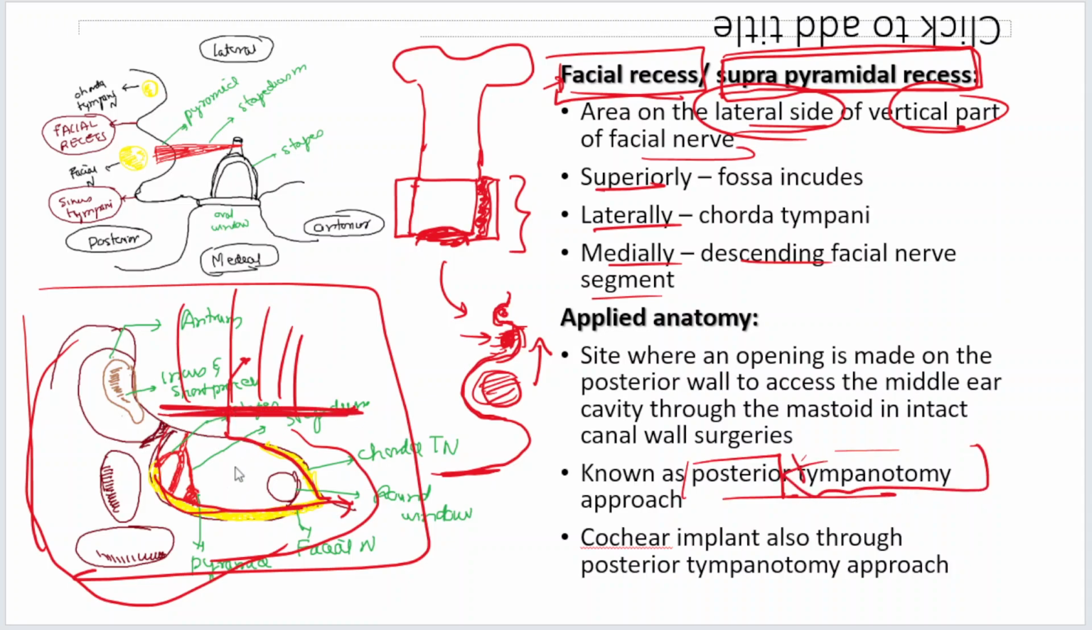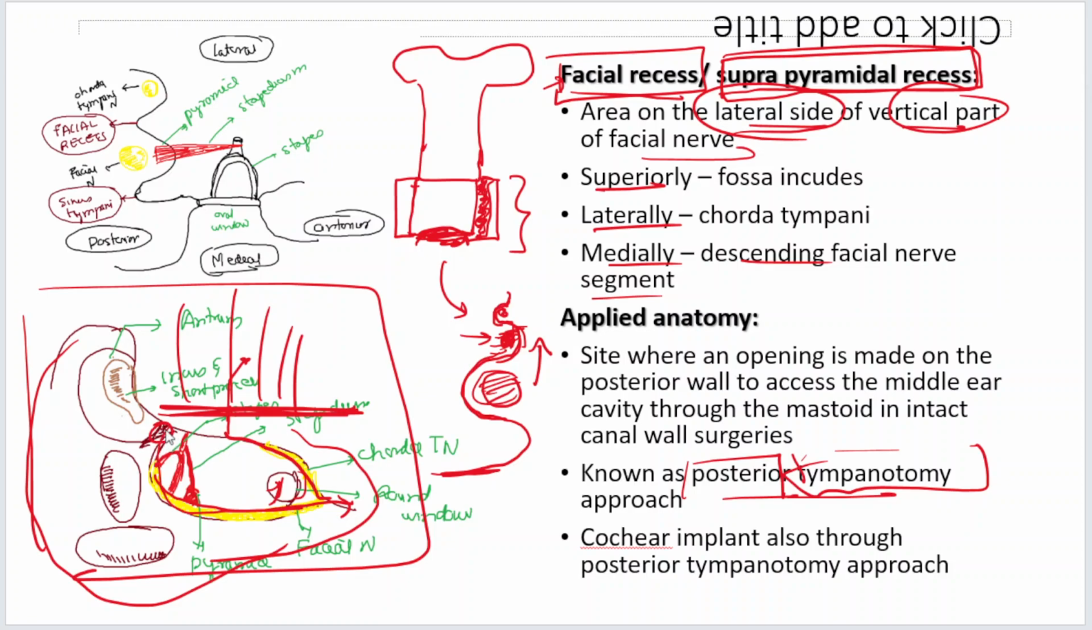Here somewhere is the tympanic annulus. Okay, so this is the pyramid. From the pyramid comes the stapedius tendon, which is attached to the neck of the malleus, and here is the round window. Through this you can insert the cochlear implant electrodes. Okay. This is the fossa incudus.